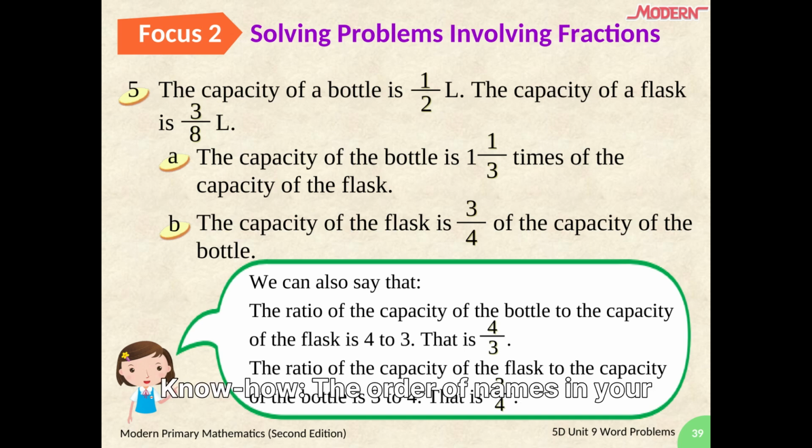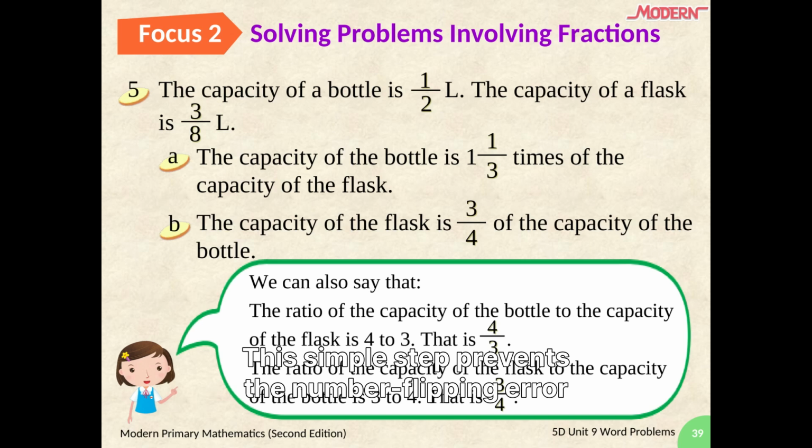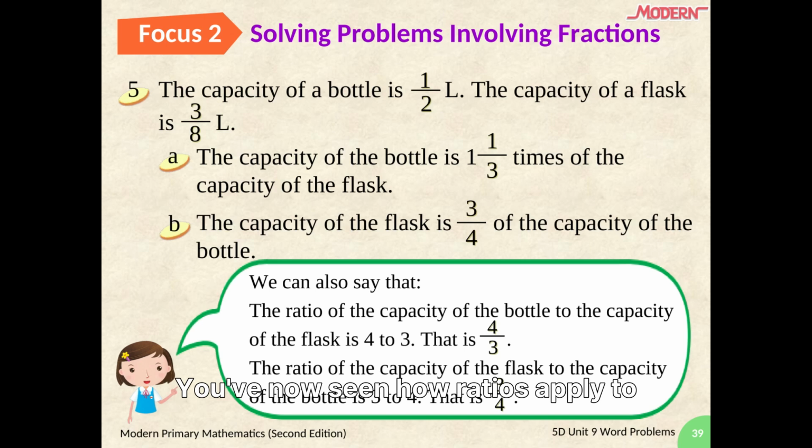Know-how: the order of names in your ratio must match the order of your numbers. Bottle to flask is 4 to 3. Flask to bottle is 3 to 4. Don't mix them up. To tackle ratios, always write out the words first. Bottle, flask. 4, 3. This simple step prevents the number flipping error that catches so many. You've now seen how ratios apply to weight and capacity. The logic is identical. Math is a set of universal tools you can use anywhere.